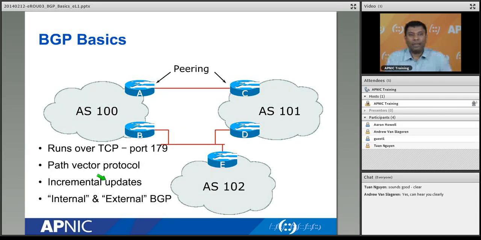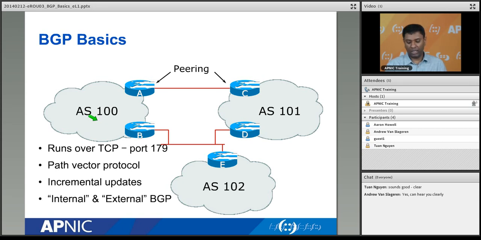Okay, so in that diagram, say for example, we have AS102, which has router E. AS100 has two routers, C and D, and then on the other side there is another AS with two routers, A and B, right?